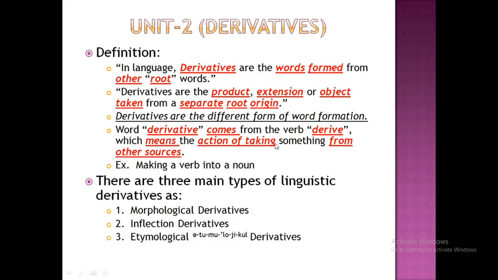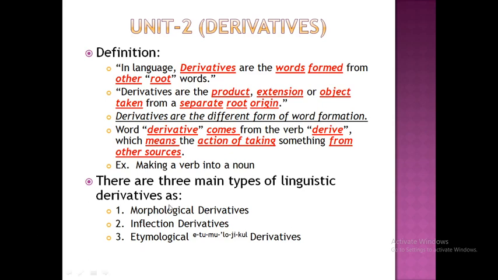One thing more to understand derivatives. The word derivatives comes from the verb drive, which means the action of taking something from other sources. Very simple this is. Please try to understand. For example, if you are making a verb into a noun, that will be done by the derivatives. So now we will understand the different types of derivatives which are present in linguistics.